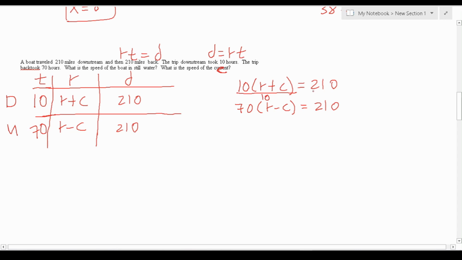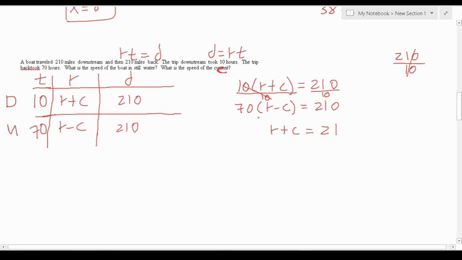And what I do to one side, I'll have to do to the other side of the equal sign. That would cross this out, just leaving me with r plus c. And that would leave me similarly with 210 divided by 10. And if we do the math on that, we can cross out these zeros, leaving us with 21 divided by 1, which is just 21.